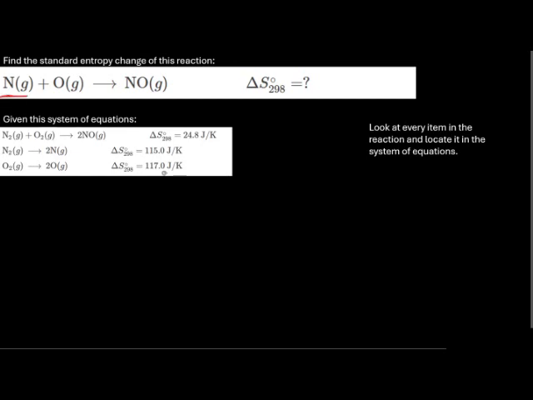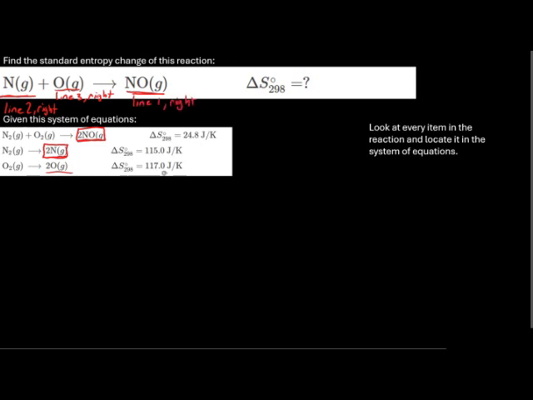If we look to nitrogen gas, we notice nitrogen gas is located in the second line on the right side. We'll make a note of that here. We also note that oxygen gas is located in line 3, also on the right. And we note that NO gas is located on line 1, also on the right side.